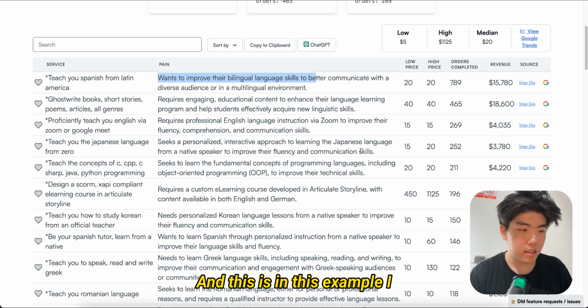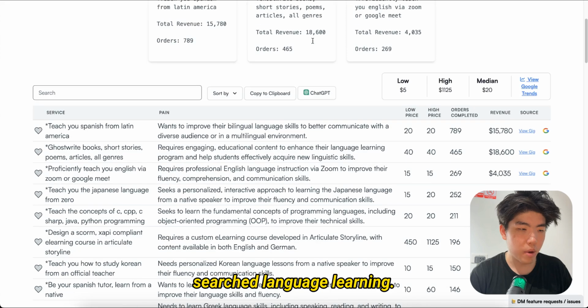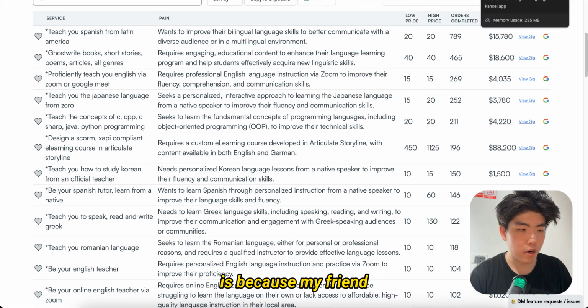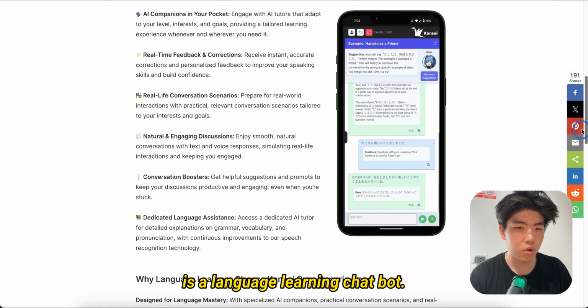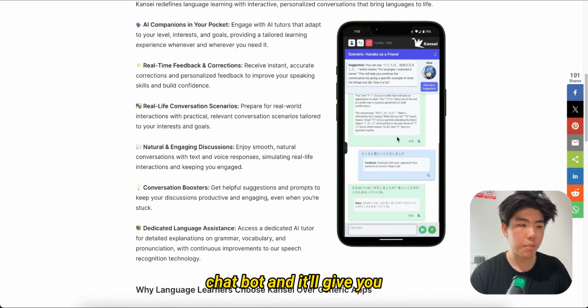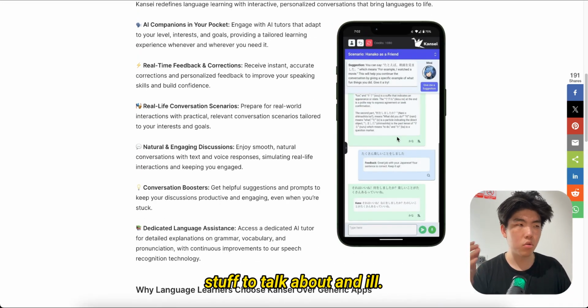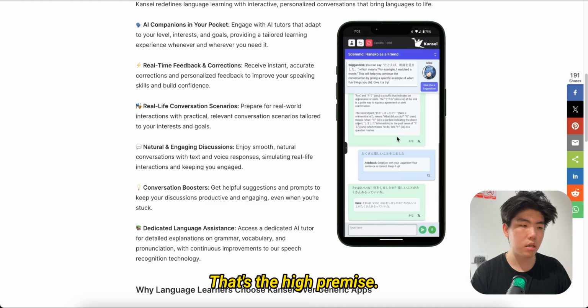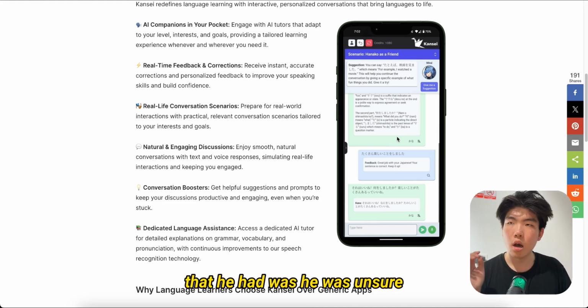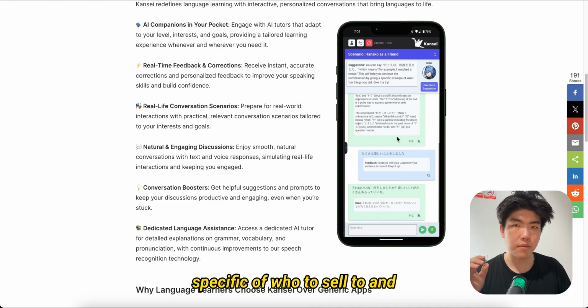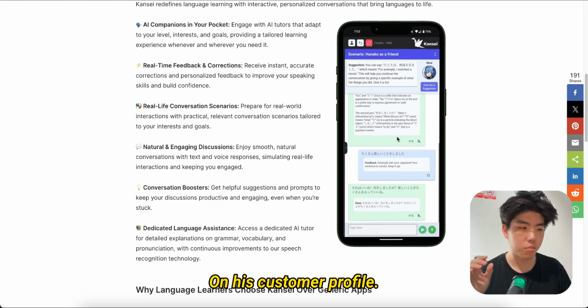In this example, I searched language learning, and the reason for that is because my friend has an app called Kanzi.app, and basically his product is a language learning chatbot. So you can talk with a chatbot and it will give you stuff to talk about and it'll correct your grammar/language. That's the entire premise. And one of the biggest issues that he had was he was unsure of how he should be more specific of who to sell to and how to actually narrow down on his customer profile.